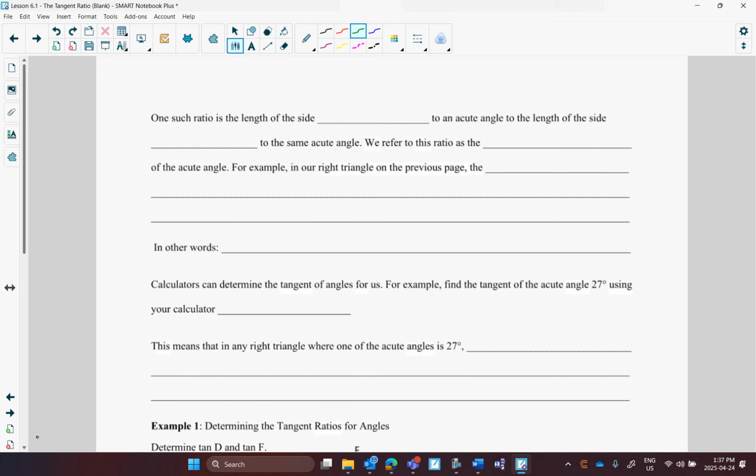Okay? So one such ratio is the length of the side opposite to an acute angle to the length of the side adjacent. And what do we call this ratio? We call it the tangent ratio. Or just for short, tan.